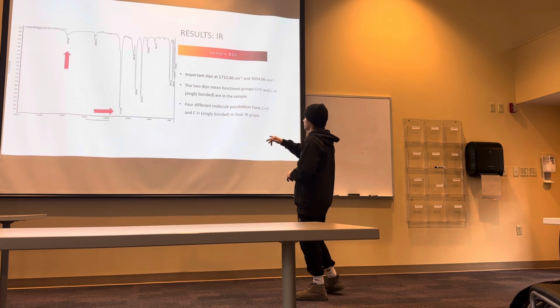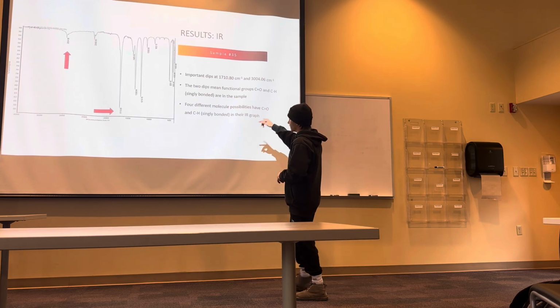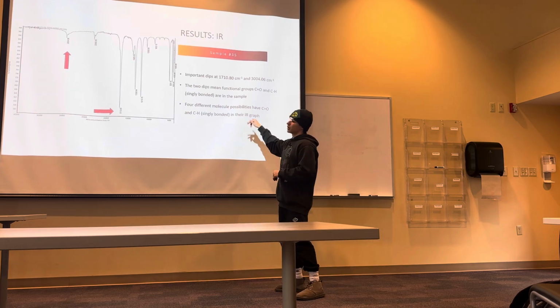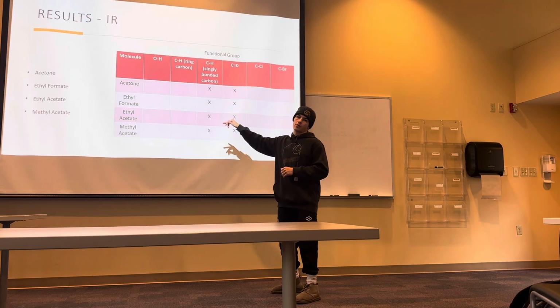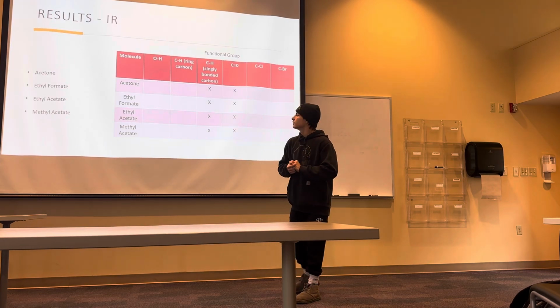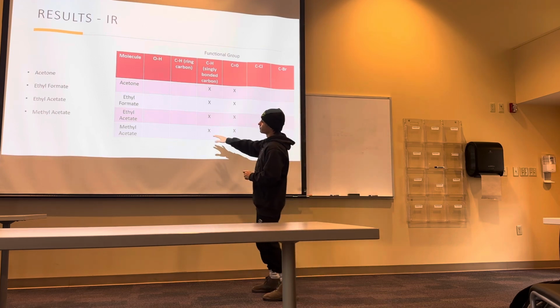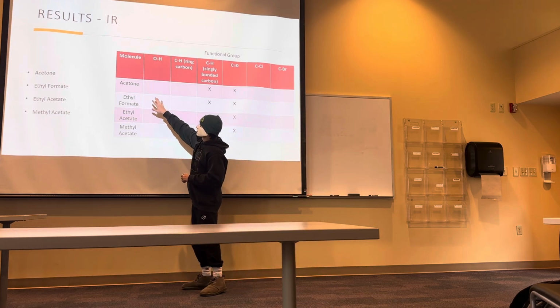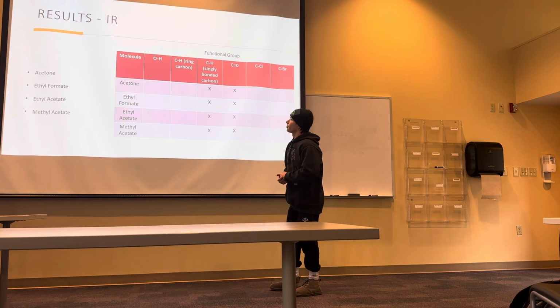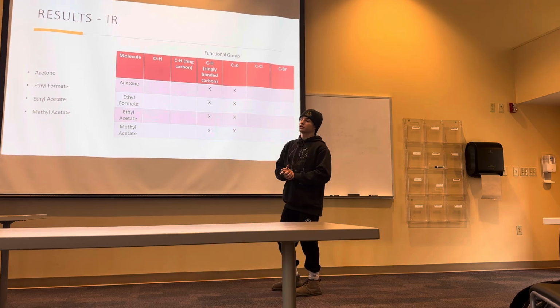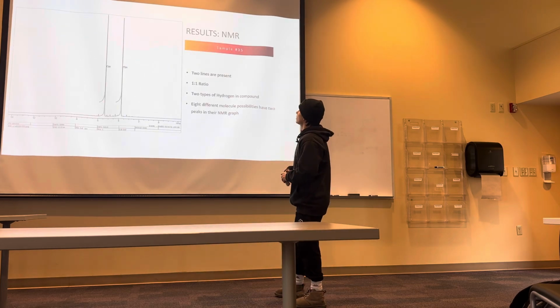4 different molecule possibilities have C double bond O and C-H singly bonded in their IR graph, which you'll see on the chart next. So here's the chart that was provided in the lab manual given to us by Dr. Dwyer. And now here are the 4 chemicals that have those 2 peaks exclusively. And then we moved on to the NMR tests. And these are the results.